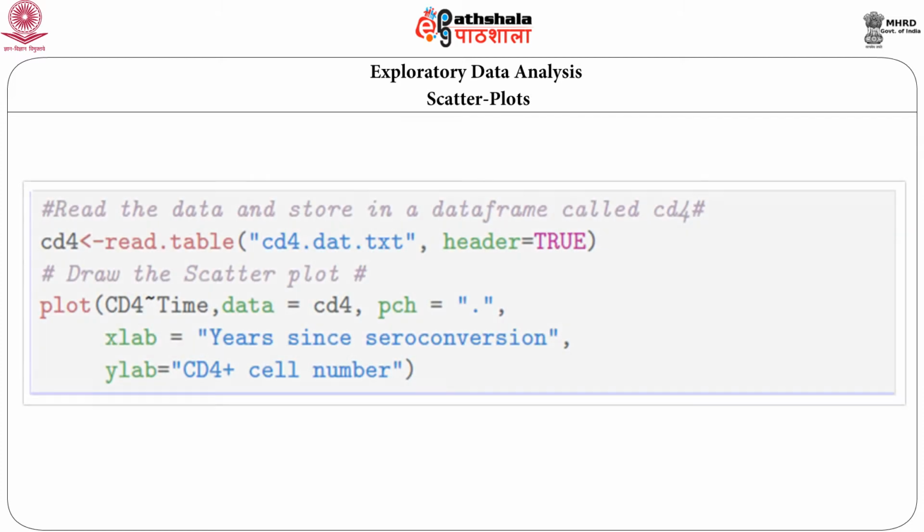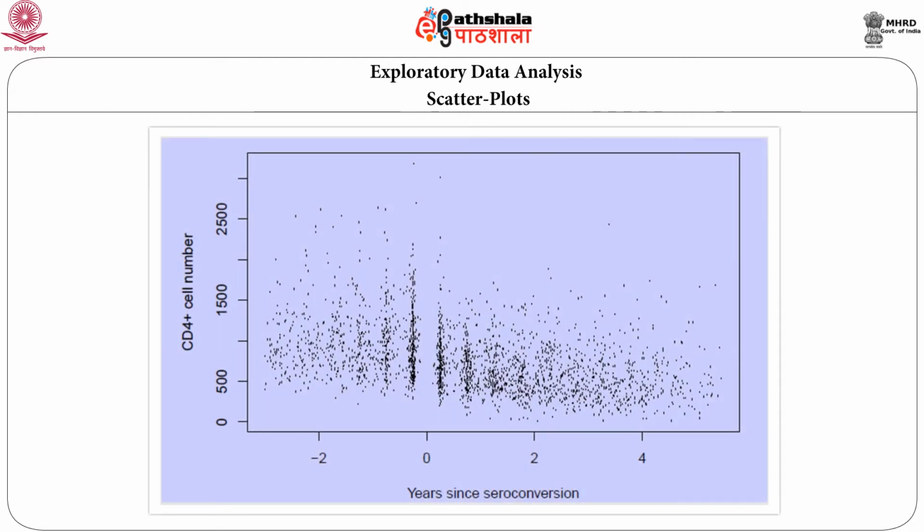Assuming that the data has been downloaded, we can read in the data using the read.table function in R. So here what I have done is I have used read.table on the data and have stored it in an object called CD4. Now I can plot CD4 with time, and this provides me the simple scatter plot. As there is a large number of observations, this scatter plot is not very informative.